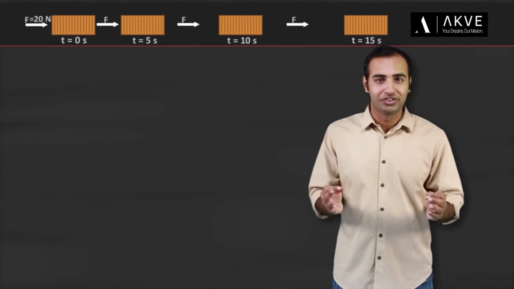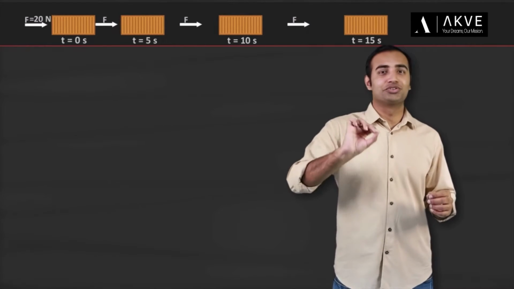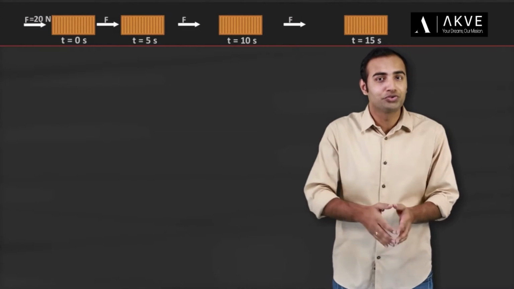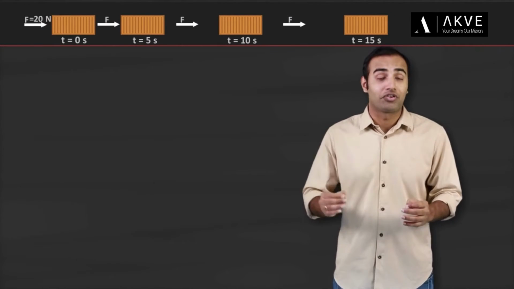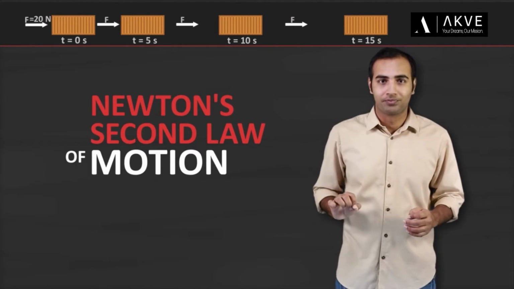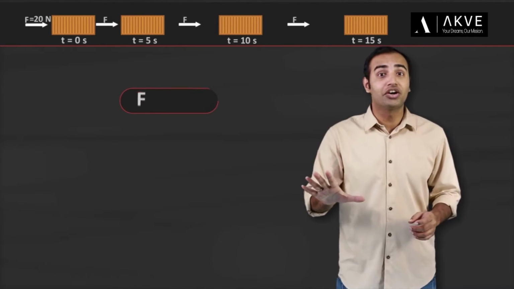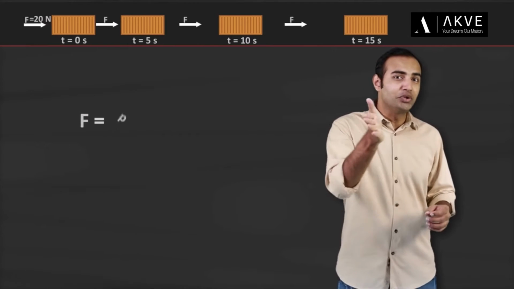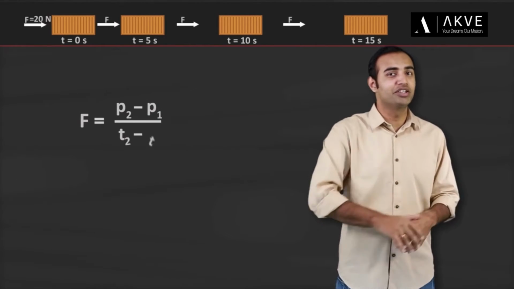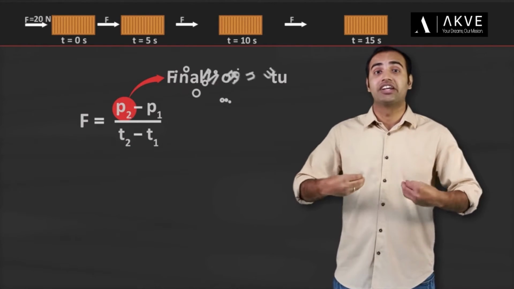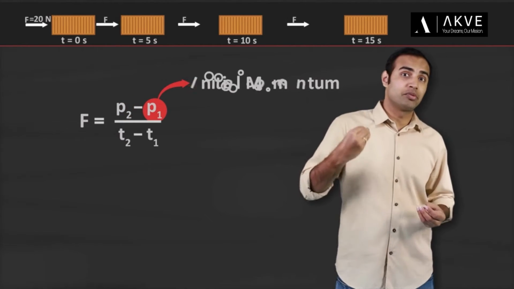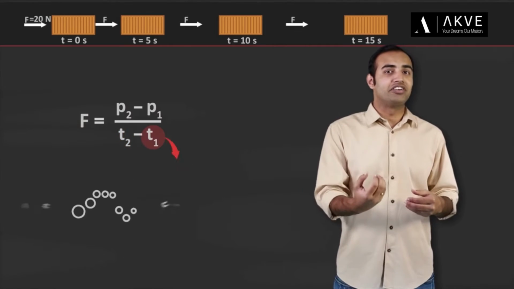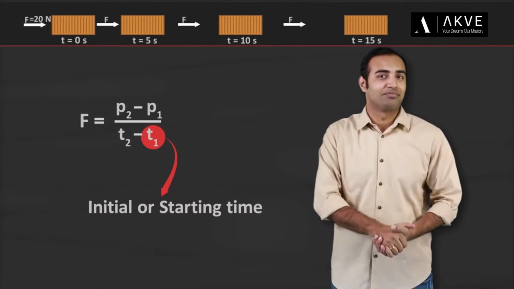So, as I said before, this problem is pretty easy to solve provided you apply the right concept. And the concept we have to use for this problem comes directly from Newton's second law of motion. And guys, no, Newton's second law is not F is equal to ma, but it is F is equal to P2 minus P1 upon T2 minus T1, where P2 is the final momentum, P1 is the initial momentum, T2 is the final or the ending time, and T1 is the initial or the starting time.